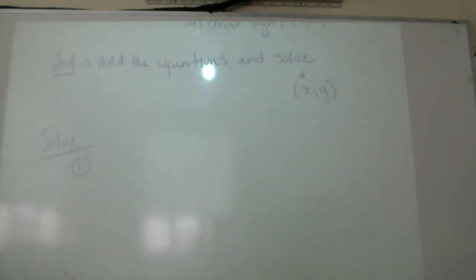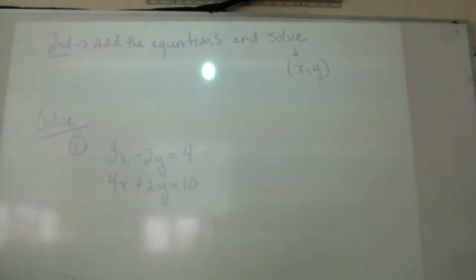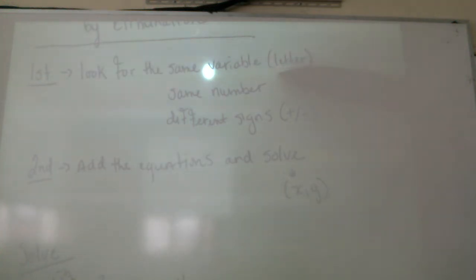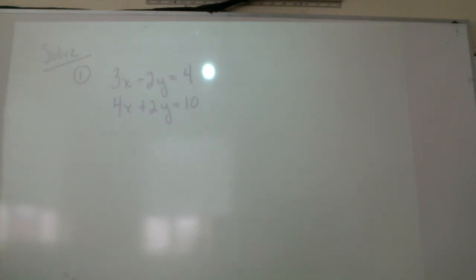Let's take a look at number 1. I've got 3x minus 2y is equal to 4, and 4x plus 2y is equal to 10. So let's take a look back here at number 1. We're looking for the same variable, same letter, same number in front of that variable, different signs. If I take a look at this first problem, do I have that? Well, the x's are different numbers. I've got y, they're both 2 in front of the y, one's a negative, one's a positive. That's exactly what I want.